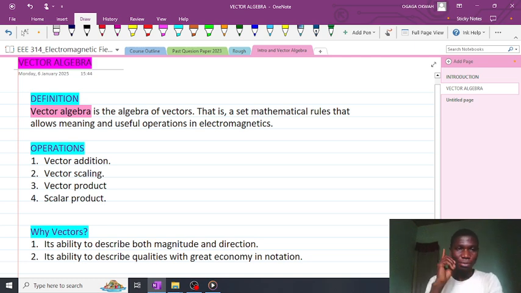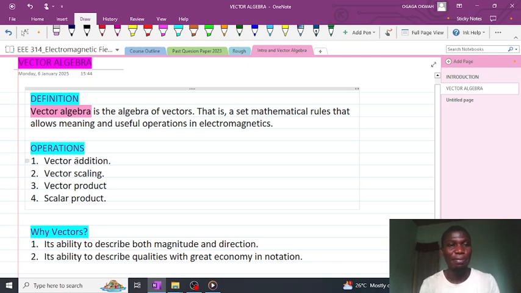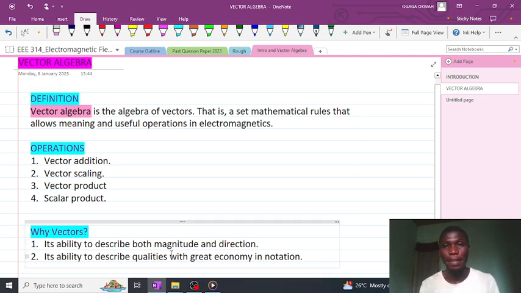In this video we talked about vector algebra. I would say it is the algebra of vectors, which means a set of mathematical rules that allows meaningful and useful operations in electromagnetics. And then we mentioned the operations which we have here, and then why vectors.